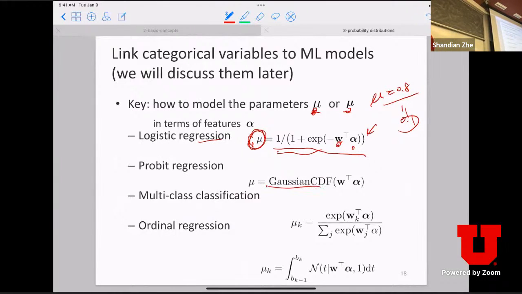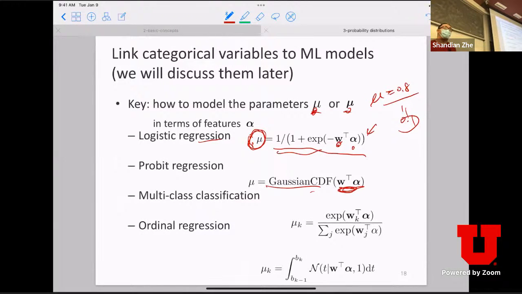And another commonly used link function is called the Gaussian CDF. It is the cumulative distribution function of a standard Gaussian distribution. So if you put any model's outcome into this Gaussian CDF, it also gives you a number between 0 and 1, right?